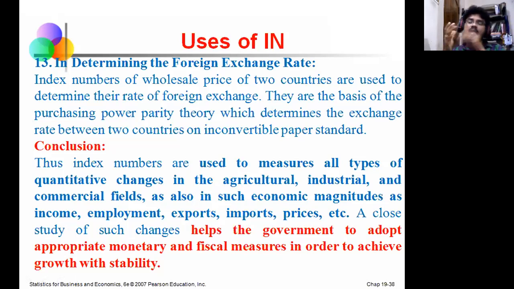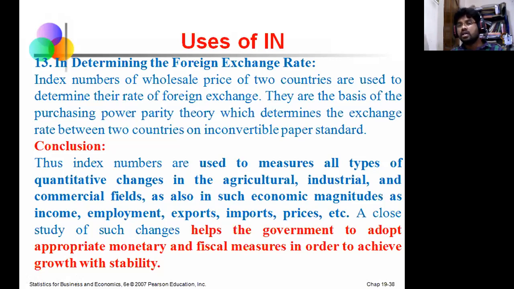So when the data is present in quantitative terms only, we will measure it by using an index number in the agriculture, industrial, and commercial or service sectors. A close study of such changes can help. Why can we use index numbers, what are the uses of index numbers? By constructing index numbers, we can help the government adopt the appropriate monetary and fiscal policies or fiscal measures in order to achieve growth with stability.